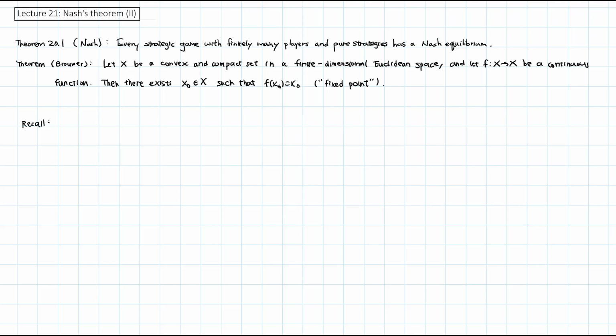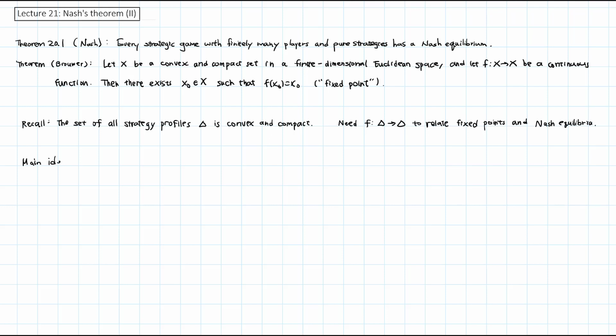Last time, we have established that the set of all strategy profiles delta is convex and compact. We now need a function f that maps delta to delta to relate fixed points and Nash equilibria.